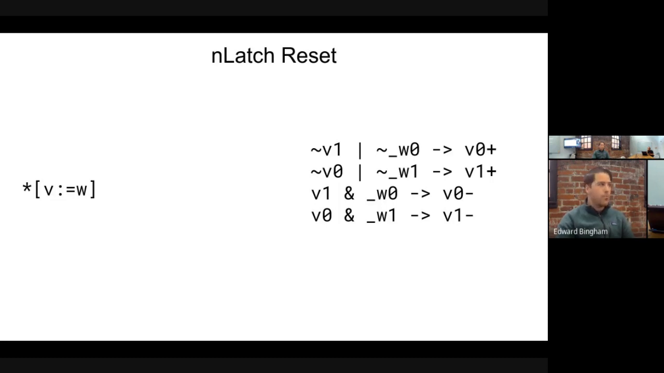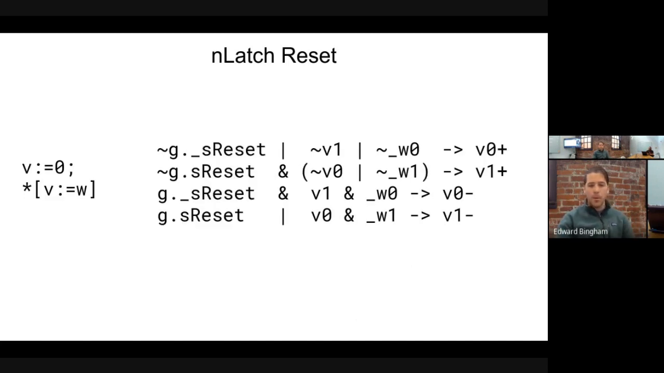There are two ways that we can reset it. We can either reset V0 high, or we can reset V1 high. It depends on what you're trying to implement. To reset V0 high, you use underscore S reset in the V0 rule and S reset in the V1 rule. If you have information about how these expressions in W are reset, then it can optimize some of these reset rules away. So be aware of the states of your write expressions during reset, because it can help you. I guess that also implies that these expressions here don't have to be just a single variable.